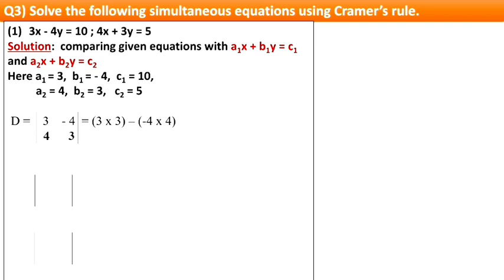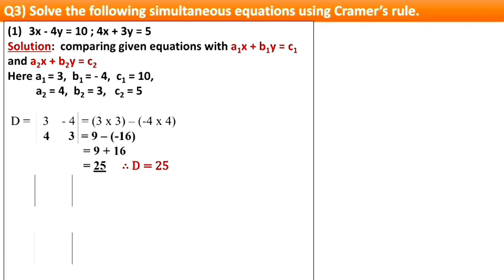D equal to what will come? a1, a2 we will take and b1, b2. a1, a2 is 3, 4; b1, b2 is -4 and 3. In the same way we will solve: 3 into 3 minus, in the bracket, -4 into 4. 3 3 is 9 minus, 4 4 is 16, minus 16. Now minus minus becomes plus. 9 plus 16 becomes how much? 25. So D value we get is 25.